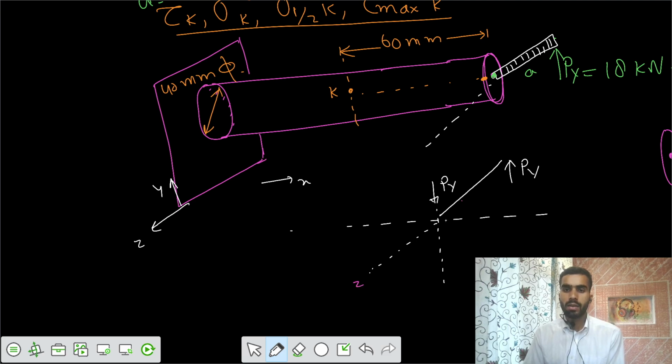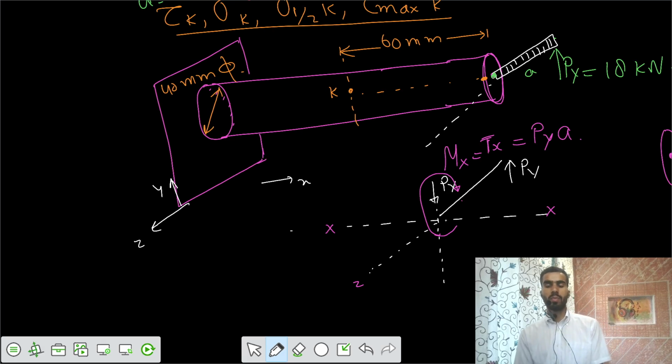Rod is in the z direction, load is in the y direction, and if there is some load in the y direction, some moment is developed in this way, such that it would resist that effect of bending. That moment is actually about the x-axis direction, some torque Tx. So torque Tx equals Py into a. So the moment in x that has developed is along the polar axis actually.